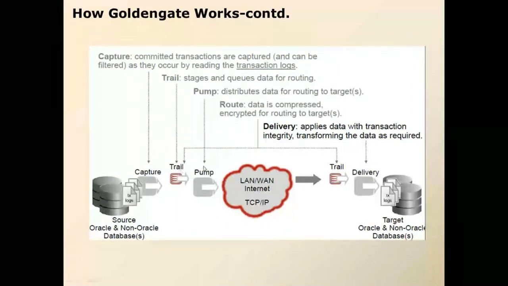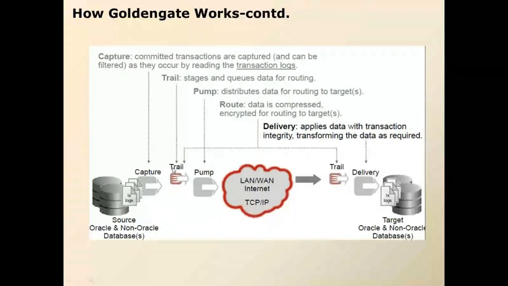So the pump process, as I mentioned, does not transfer the trail file over the TCP/IP network. It does not wait for the trail file to be full up to 500 MB. As soon as the transaction gets committed on the source, the extract process will capture it and write it to the local trail. As soon as it becomes available in the local trail, at the very same moment, the pump process will read it and send that transaction over the TCP/IP network and write it to the remote trail. As soon as the transaction becomes available in the remote trail, the replicate process will read the data from the remote trail and apply it to the target database over here.